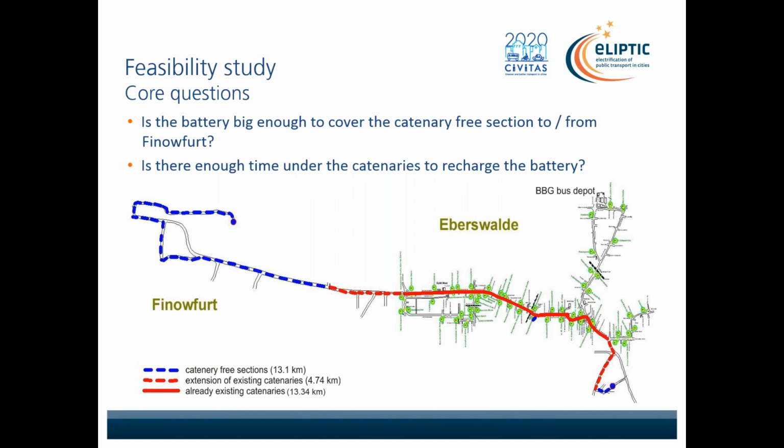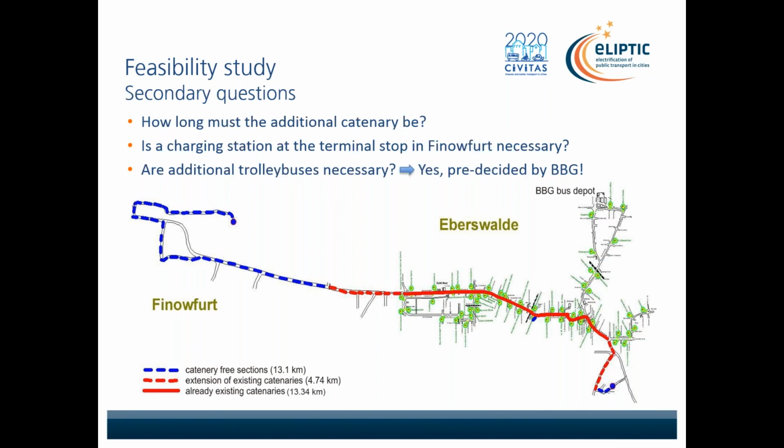What were the core questions of this feasibility study? The first one: is the battery big enough to cover the catenary-free section to and from Finofort? And the second core question: is there enough time under the catenaries to recharge the battery for another journey to Finofort? And then there are three secondary questions. How long must the additional catenary be? Is a charging station at the terminal stop in Finofort necessary? And finally, are additional trolleybuses necessary?